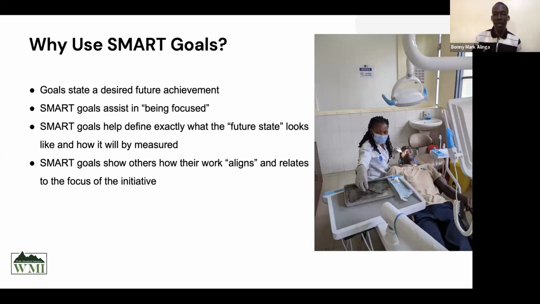Because you have to look at the metrics, you have to look at the yardsticks that you are going to use to ensure that your project or your goal or the work plan is achieving the realistic goal that you're setting forth for your initiative. And last but not least, SMART goal also shows you how others work to align themselves, keeping the focus and relation of the initiative in order. So it helps you to align this and relate it with what your focus is all about.